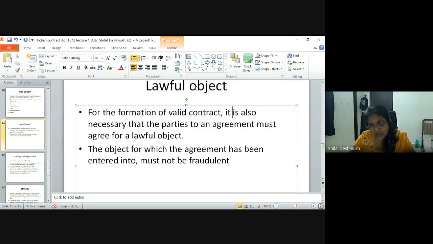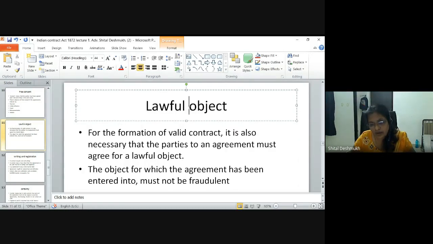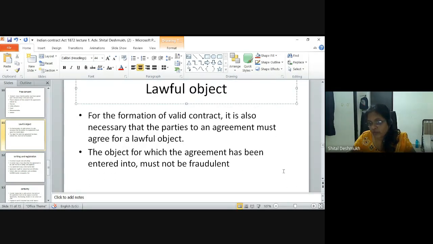So the object of the contract should be a lawful object. It should not be opposed to public policy. It should not be immoral. It should not be fraudulent. It should not imply injury to any other person. If A makes a contract with B for beating a person, beating his competitor C, the object is to beat person C. That is a criminal act itself.